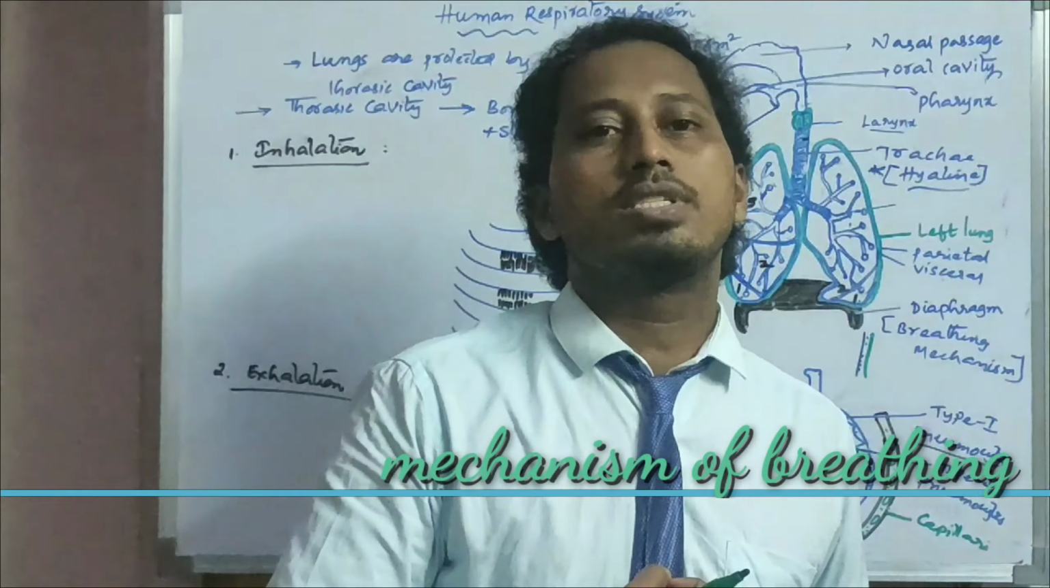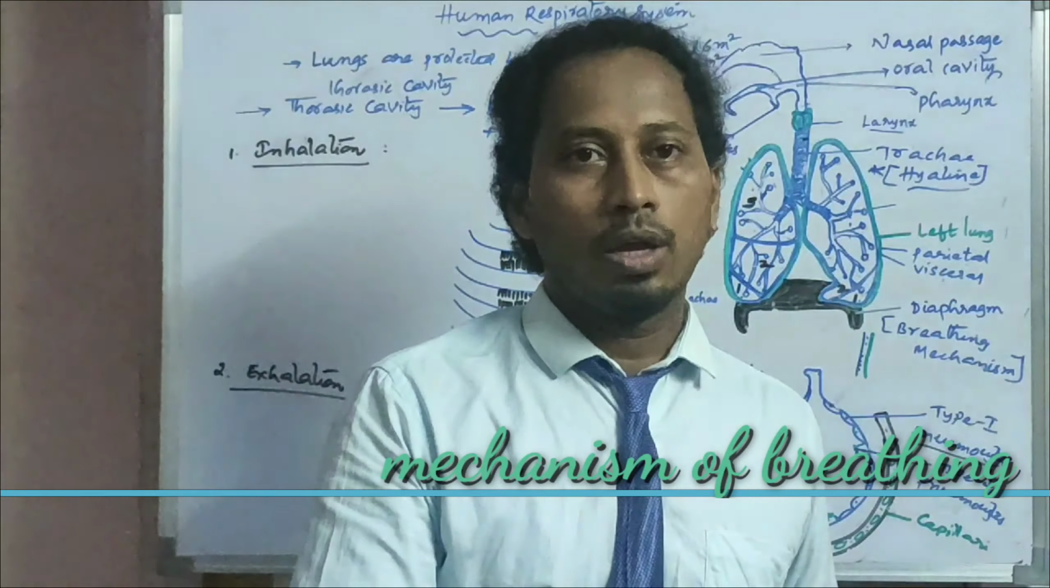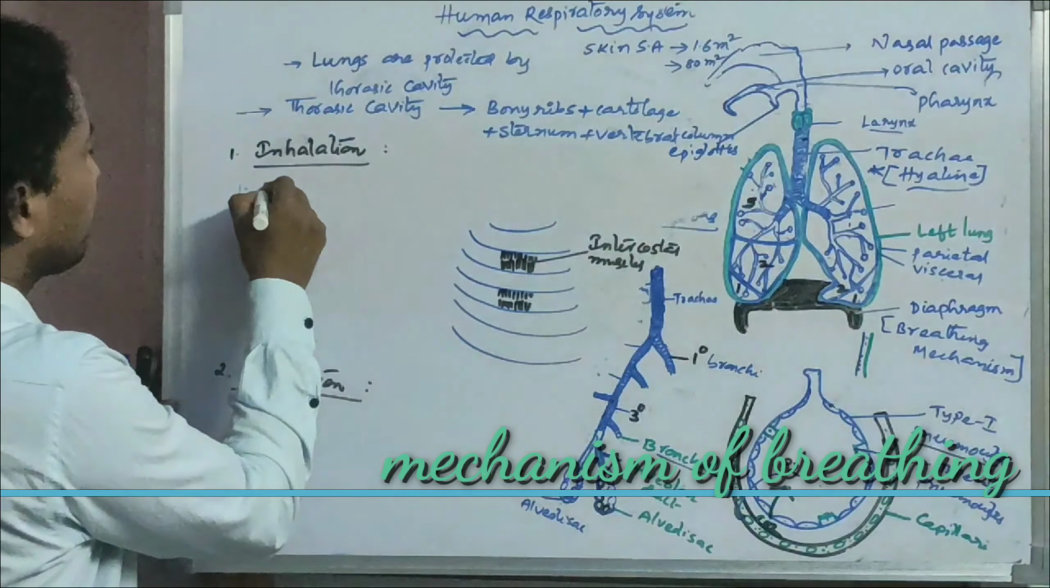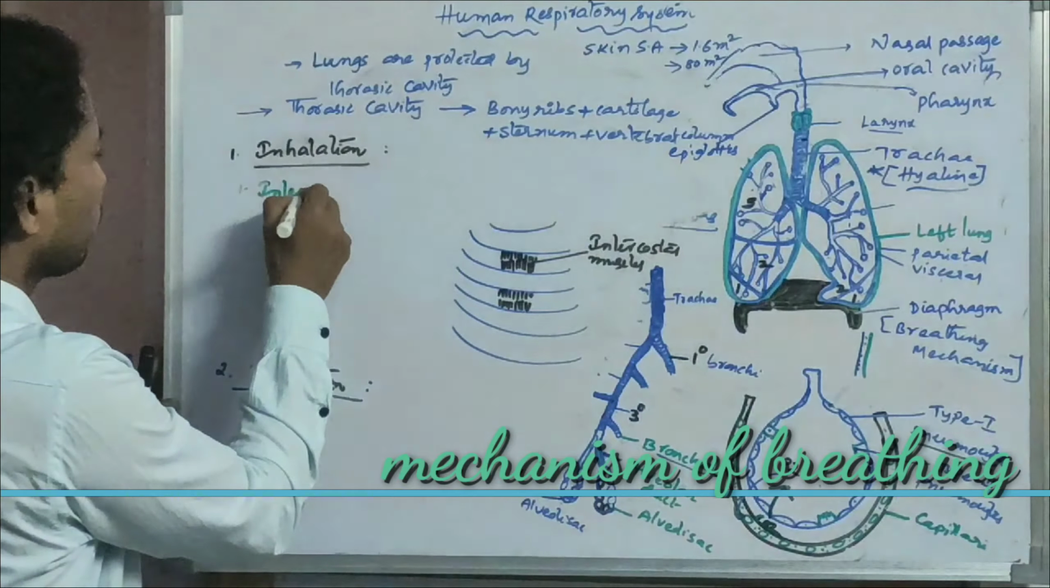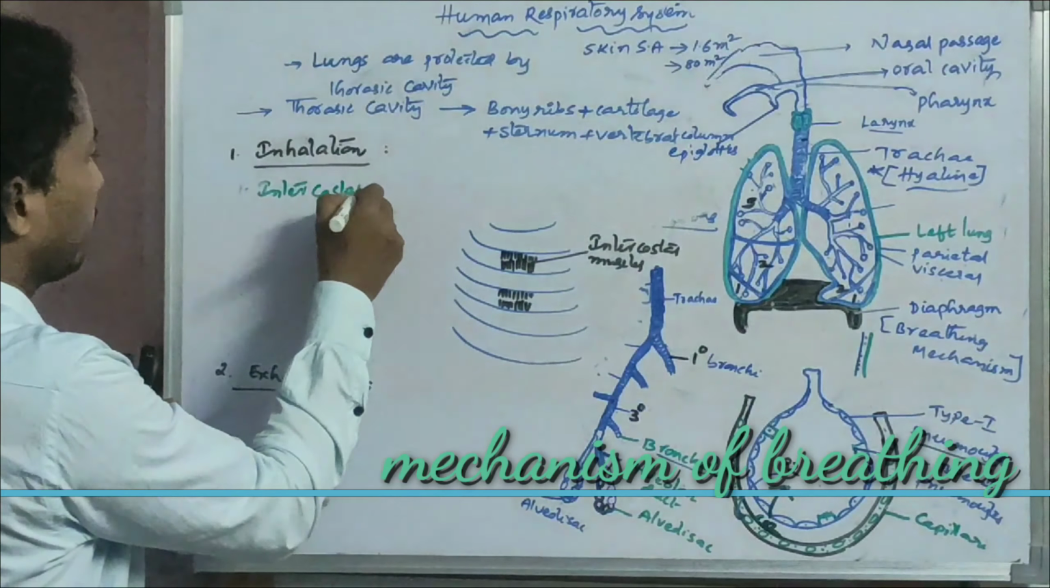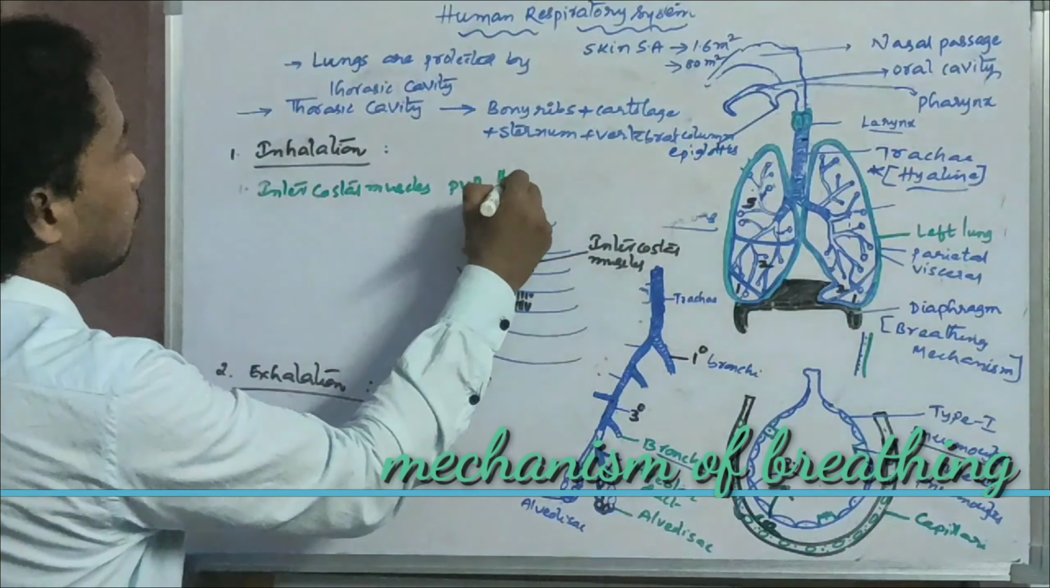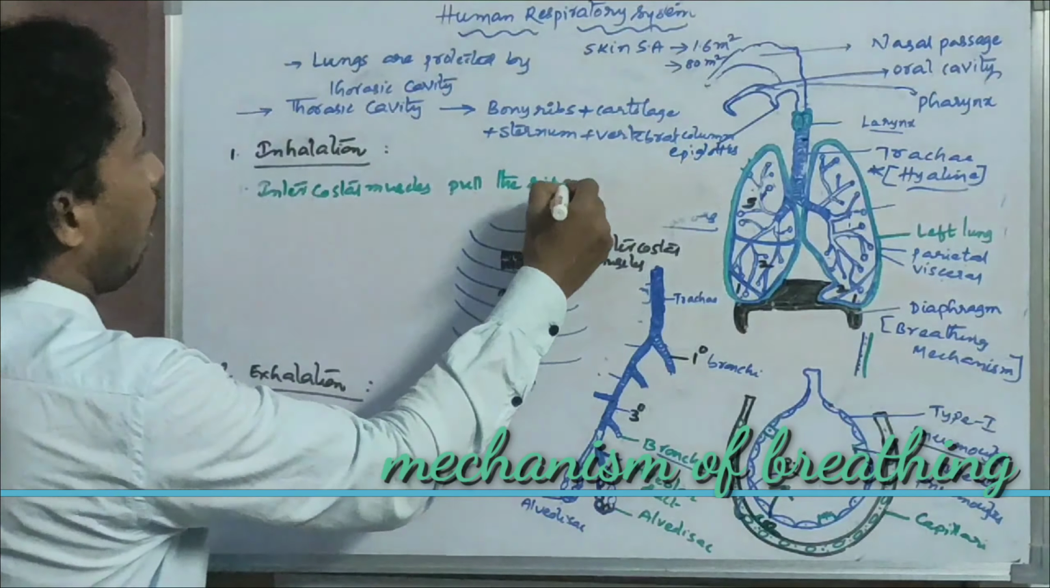Intercostal muscles pull the ribs outwardly. So this first step happens: intercostal muscles pull the ribs outwardly.